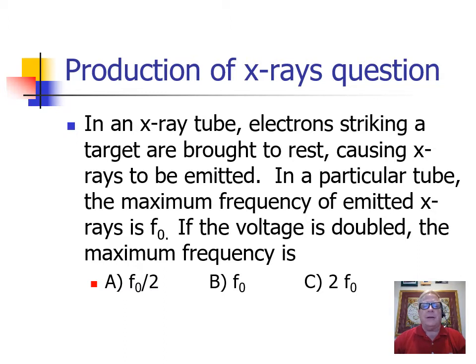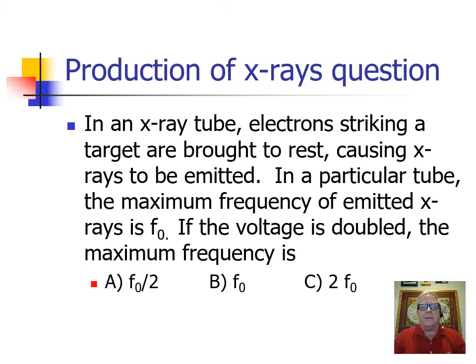So imagine, if you have this happening in a particular X-ray tube, the maximum frequency of emitted X-rays is f0. Now, if you double the accelerating voltage, what will happen to the maximum frequency of the X-rays? Go ahead and think about it, stop the video, and when you have an answer, you can start it back up again.